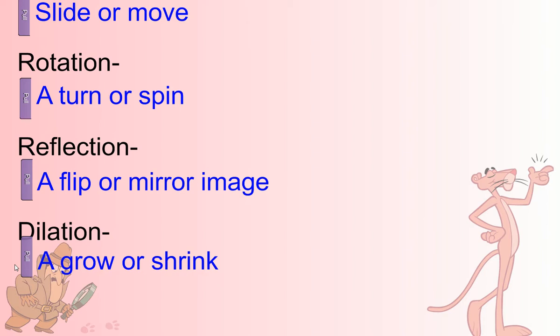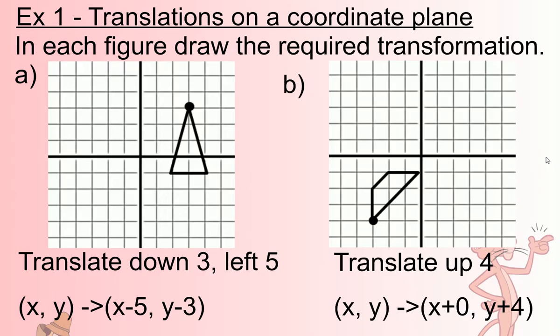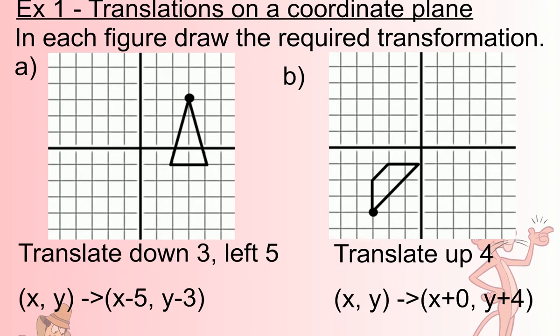And we're going to be talking about these transformations on a coordinate grid, using X and Y coordinates, finding locations, finding different segments, those sorts of things. So the first part here says translations on a coordinate grid. In each figure, draw the required transformation. So I have here the first problem. Translate down 3, left 5.